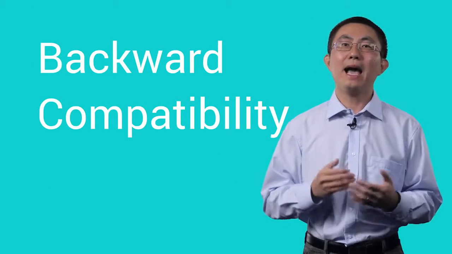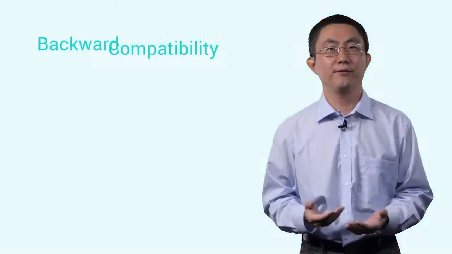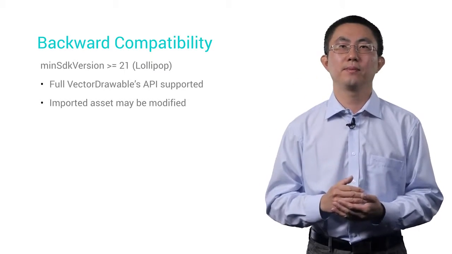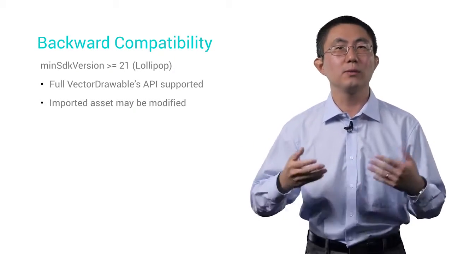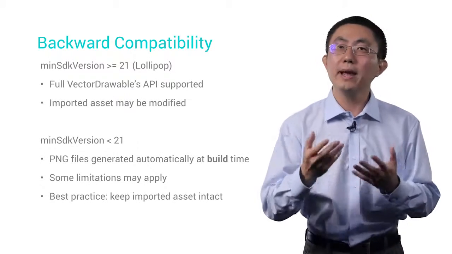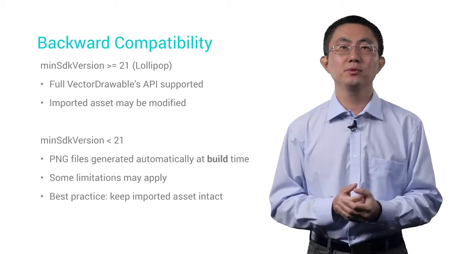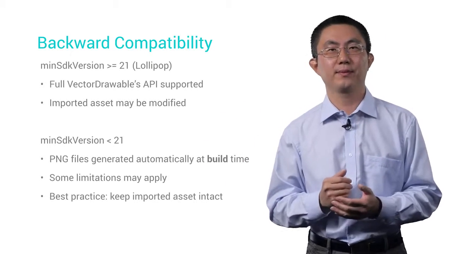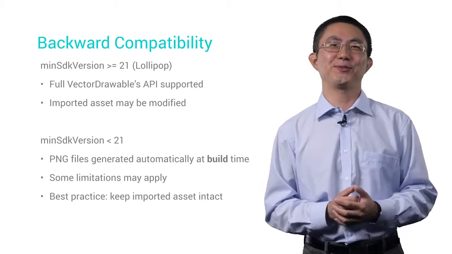Now, I will describe how the backward compatibility works and its current limitation. First of all, if your app is targeted for Lollipop or newer versions, then the full API spec is supported. Feel free to modify and use the VectorDrawable according to the spec. However, we know many of you are developing on older platforms. In order to support older platforms which don't have VectorDrawable, with some limitations I will mention later, our Gradle system will generate the PNG assets automatically for you.